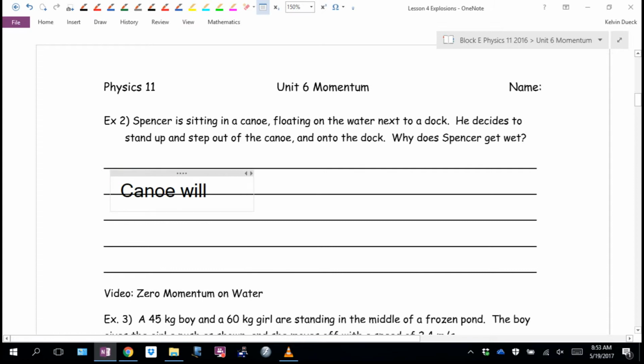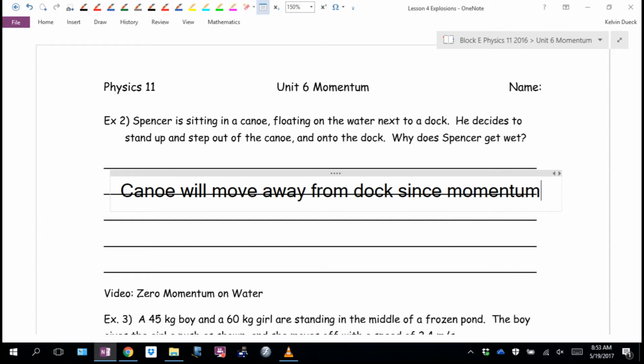So, canoe will move away from dock since momentum must still equal 0. Oh, and since the canoe is lighter, it's going to move faster than Spencer moves onto the dock. I saw this happen all the time.